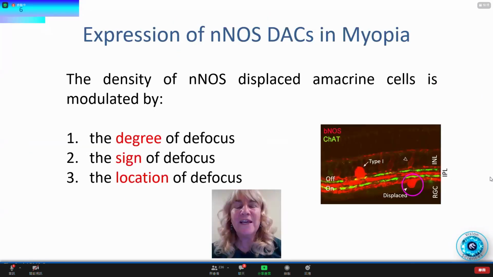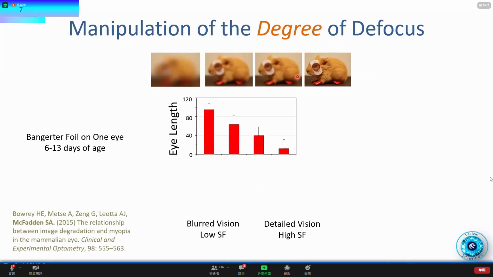So today I want to show you that the density of these nNOS displaced amacrine cells is modulated by the degree, the sign, and the location of defocus. In order to manipulate the degree of defocus, we raised animals with Bangerter foils, as published in this paper here, and these foils gradually decrease the high spatial frequency information that the eye can see.